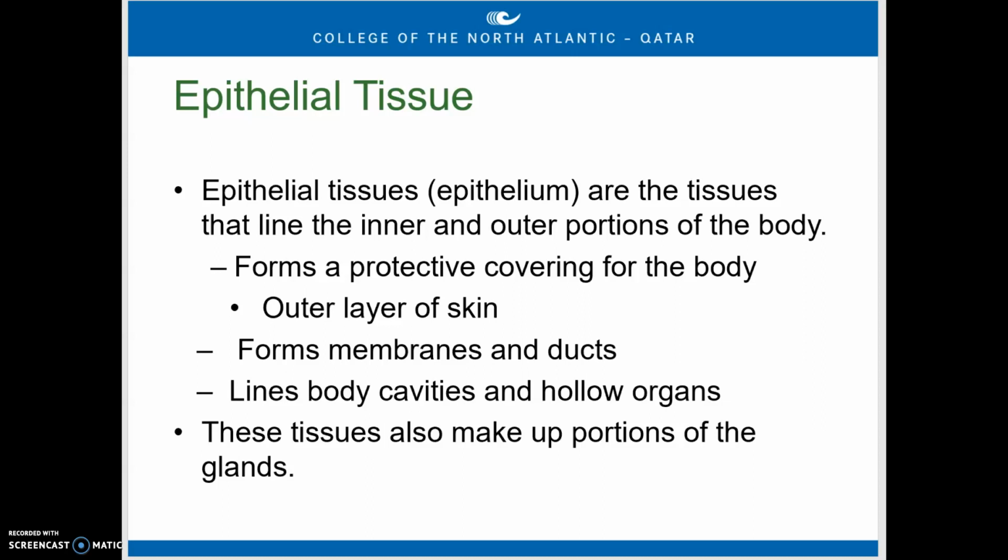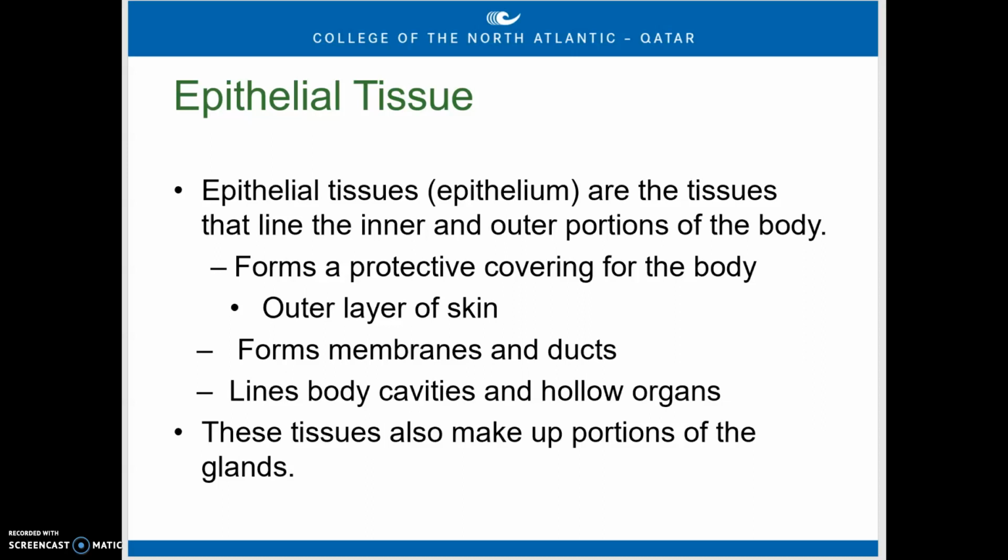Epithelial tissues will also form membranes. They'll also form ducts within our body that can transport everything from hormones to blood to digestive secretions and so on and so forth. All of those ducts are going to be lined and in part made up of epithelial tissue.